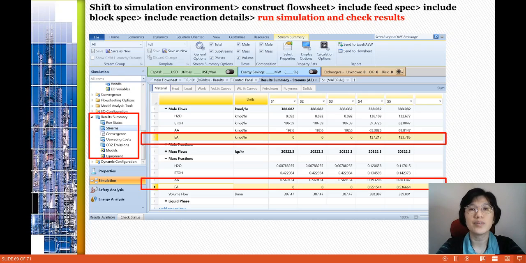Here you are asked to check the molar flow rate and also the mass fraction of the product, which is ethyl acetate. That is your main product. So let's check under the result summary, the stream tab. So you have ethyl acetate here. My product is actually S4, the product stream for RGibbs, and S5 is the product stream for RPlug. Just check accordingly, and this is the mass fraction for ethyl acetate in the product stream, 0.55 for RGibbs and also 0.54 for RPlug.